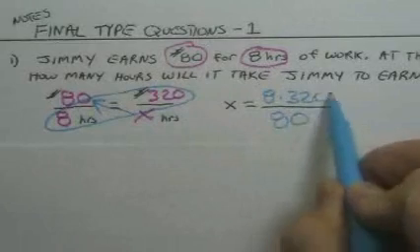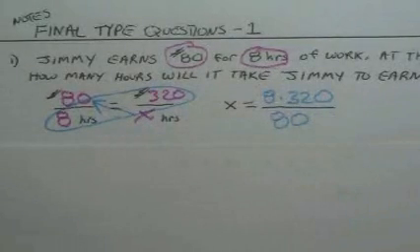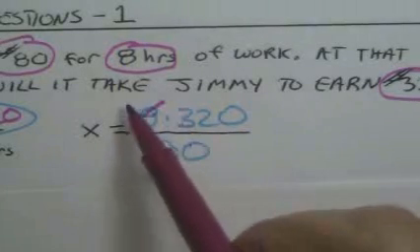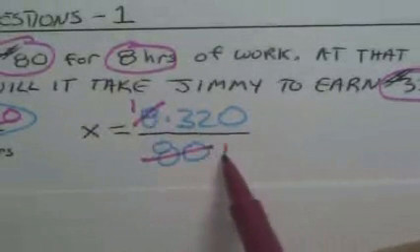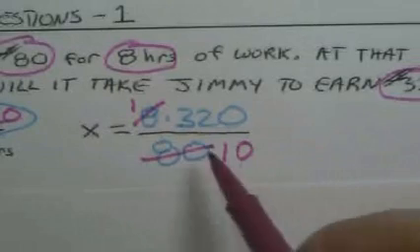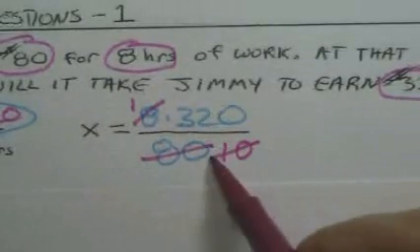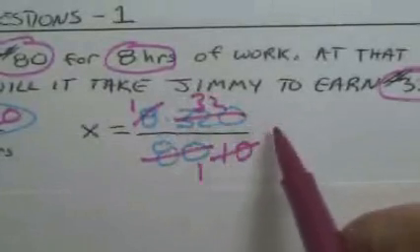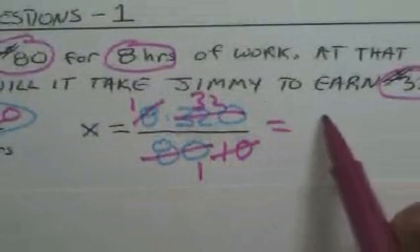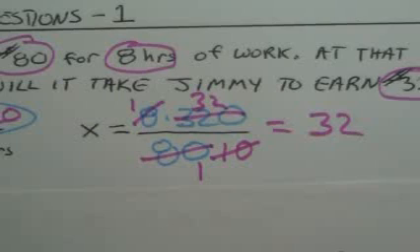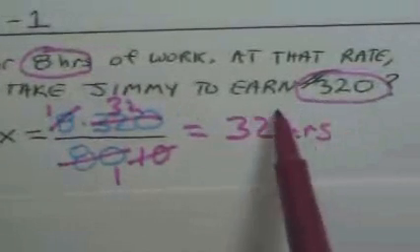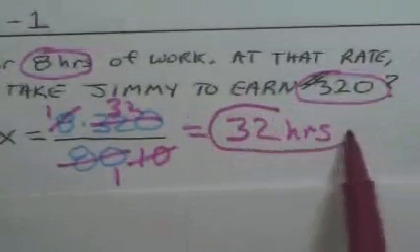8 times 320. And now we solve. Actually, we're just simplifying, but 8 goes into 80 ten times, and 8 goes in here once. Then we have 10 into 320. Well, 10 goes in here once, and 10 goes into 320 32 times. So your answer is 32. It's going to take him 32 hours to earn $320.